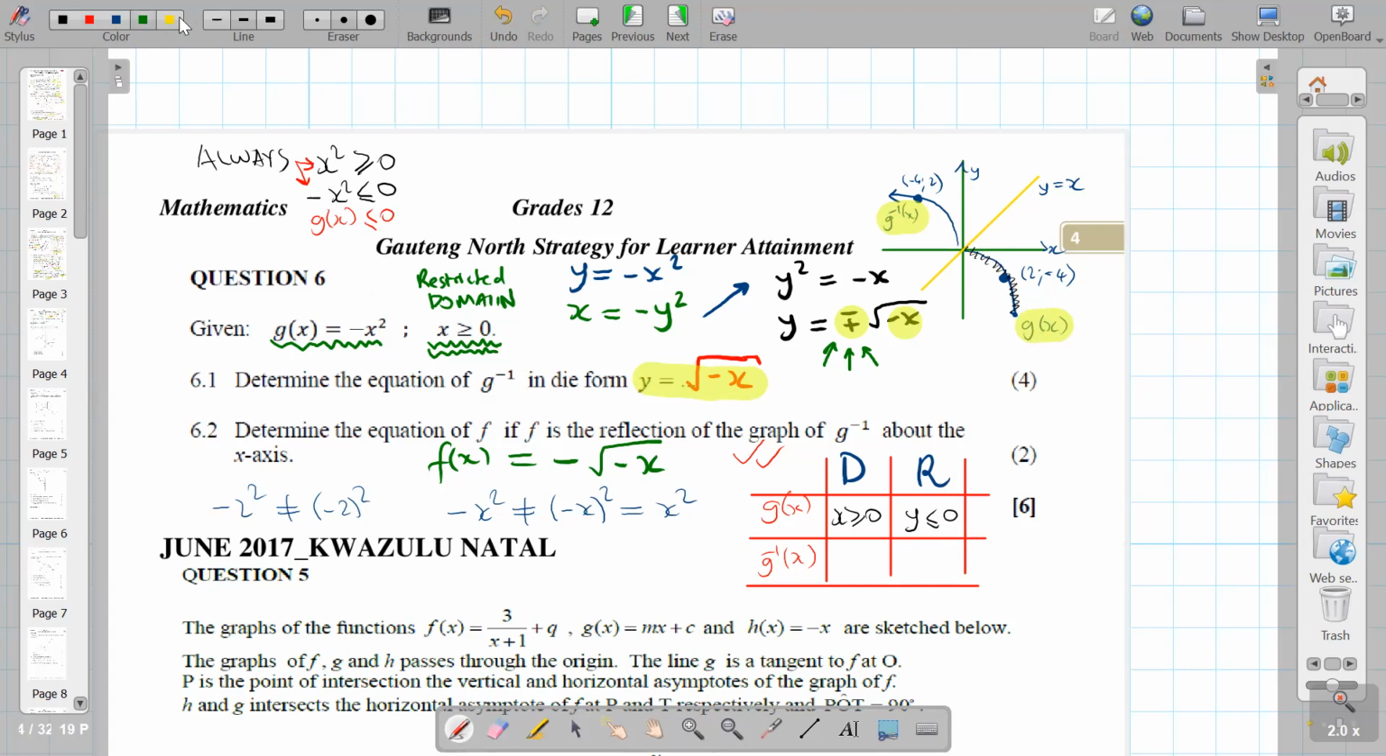Now, finally, how do we write the domain and range of the inverse functions? You can look at the graph and say it, or you remember the idea that domain and range swap. That means the domain of the original function becomes the range of the inverse, and the range of the original function becomes the domain of the inverse. So the domain was x positive, so in its inverse it becomes y positive. And the range was y negative, so in its inverse it becomes x negative.